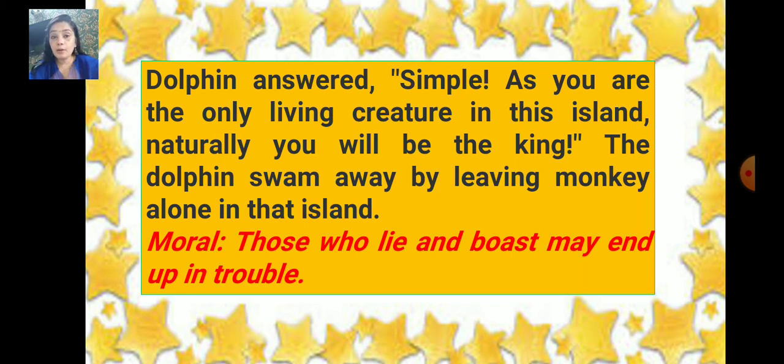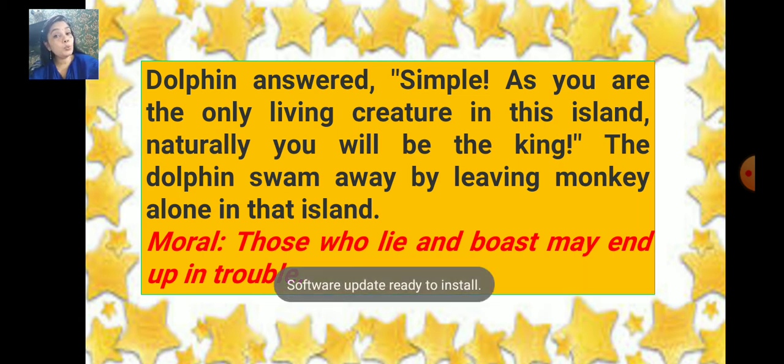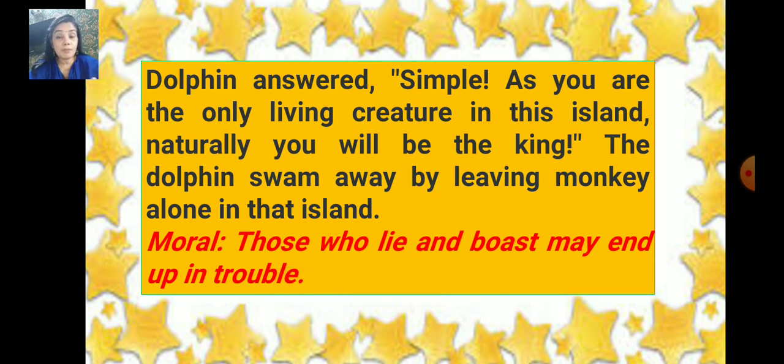So they are boasting about themselves. Here the monkey was boasting that he knew the king, right? He said that he knows the prince who is living on this island. So he was bluffing. He was telling lies to the dolphin. So those who lie and boast may end up in trouble. Finally, what happened? The dolphin left the monkey alone on the island and swam away. Right. So it's a wonderful story.